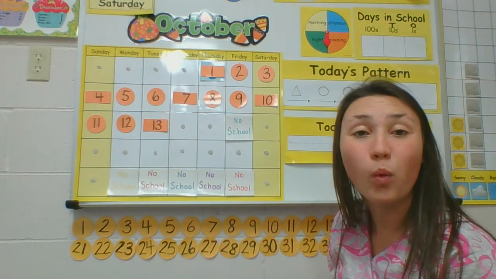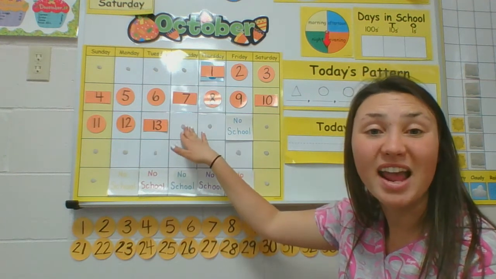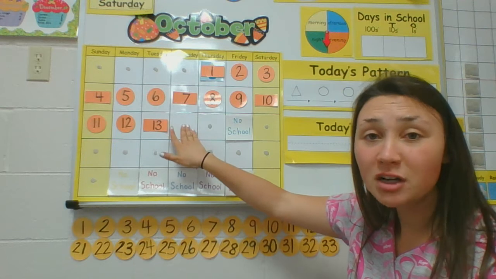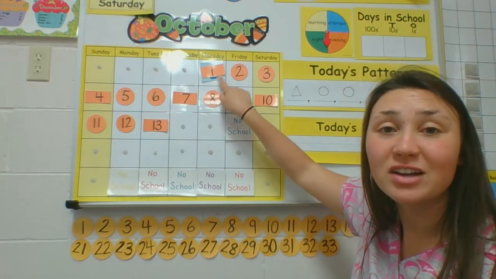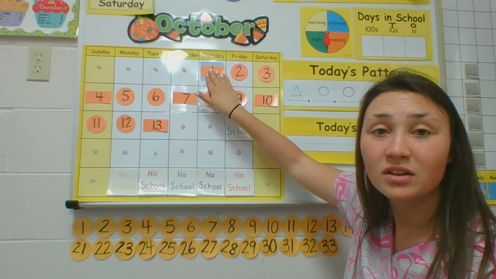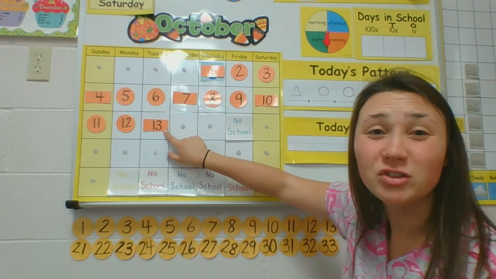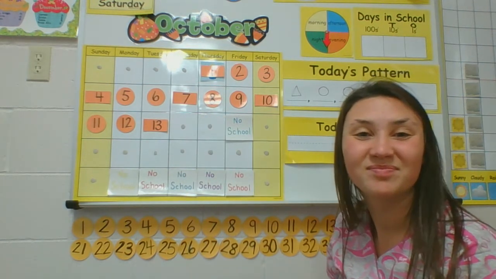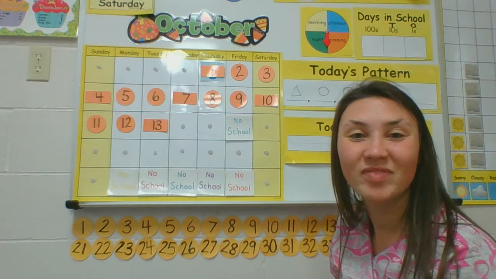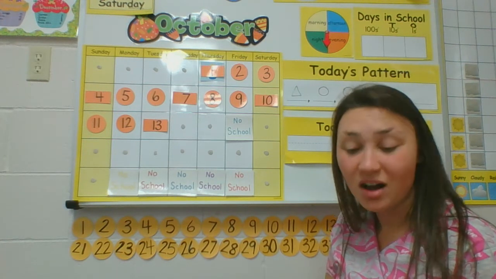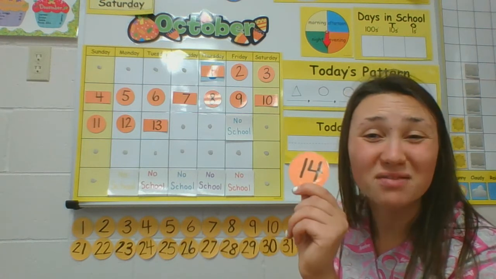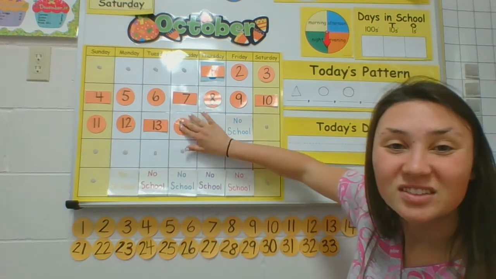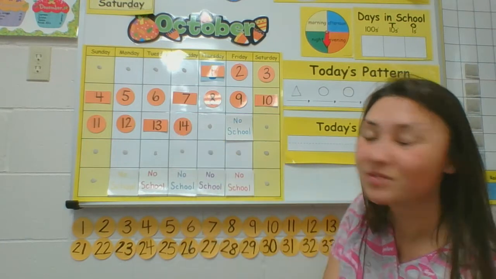And boys and girls, what shape is today if yesterday was a rectangle? Remember, our pattern is rectangle, circle, circle. So if we have a rectangle yesterday, what shape is today? Yeah, that makes today a circle, the first of the two circles. And so we have a 14 and a circle.